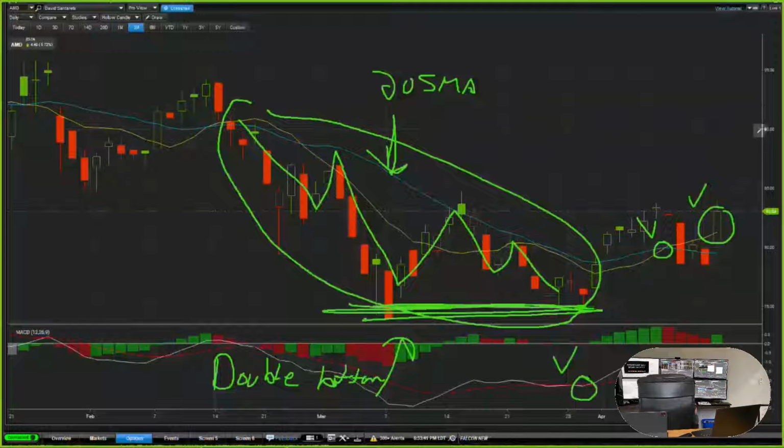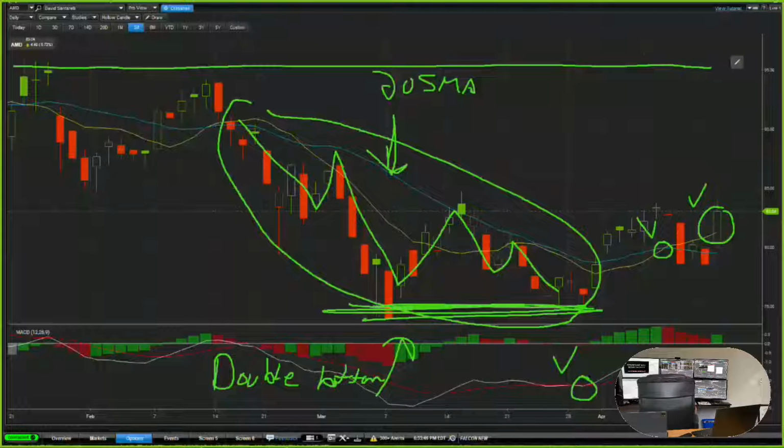Now's the time where you go out 3 to 6 months out. And guess what our target is? Our target's 95 bucks on this. She's only at 83 right now. With options, that's going to be a massive gain. Guess what else there is?